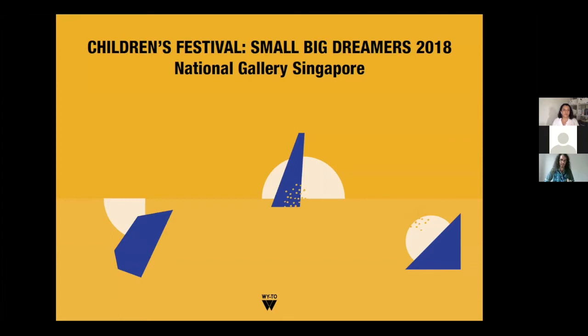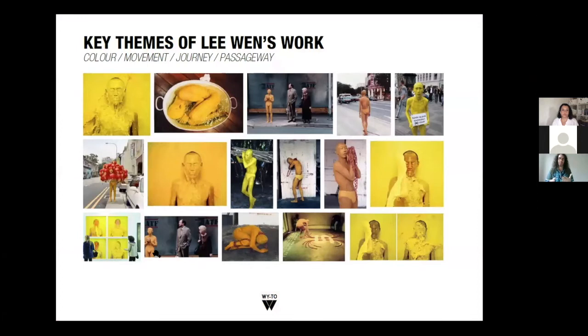experiences. The first one that we did two years ago was around the work of Li Wen, who has now passed away. He's a very important art figure in Singapore, very well known for his color, the movement, the journey, the passageway, the yellow man, basically. So I had a great chance of working with him, with my team and with the team of the National Gallery to develop an entire experience for the kids.